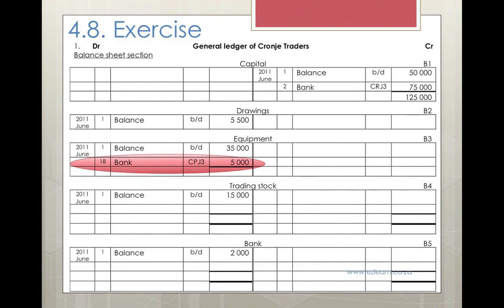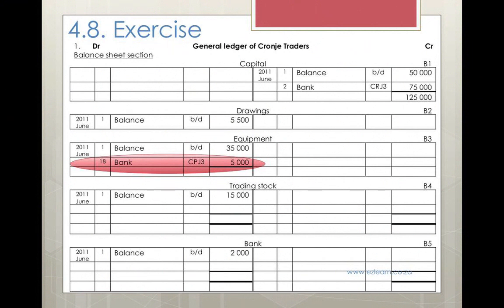Equipment from the same piece of information is an asset. In this case, it's increasing as you must have bought equipment if you spent money. On the 18th, contra account bank as you spent money to get the equipment. Folio CPJ 3 and the amount 5,000. Of course, as you would be entering these pieces of information, if you had to complete the journals, you would also be showing the folio references, in this case B3 for equipment, in the journal itself to show where the 5,000 Rand was posted to.